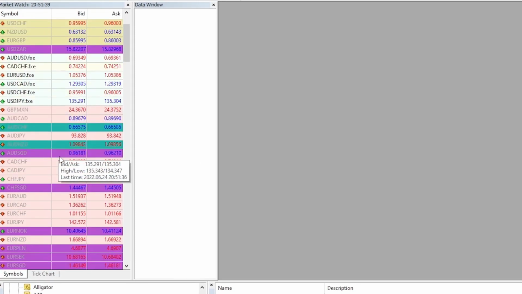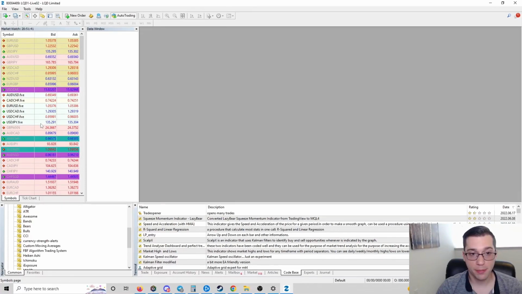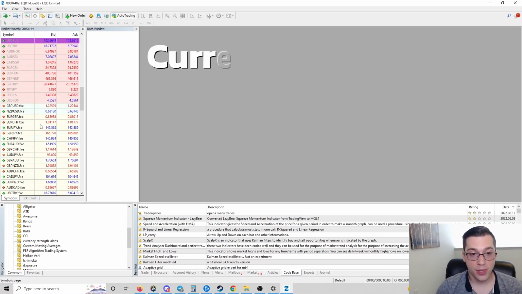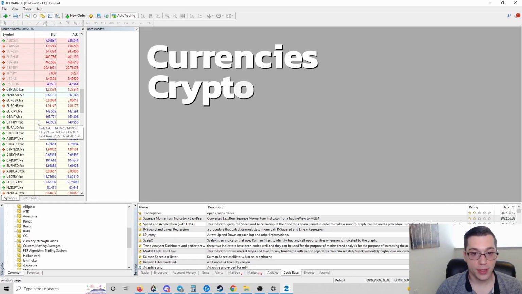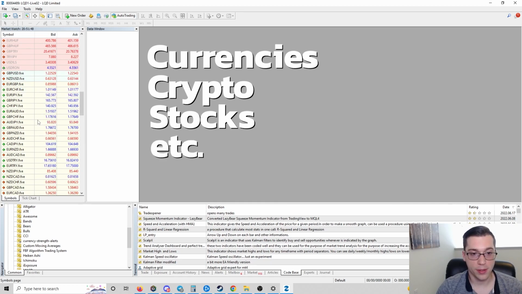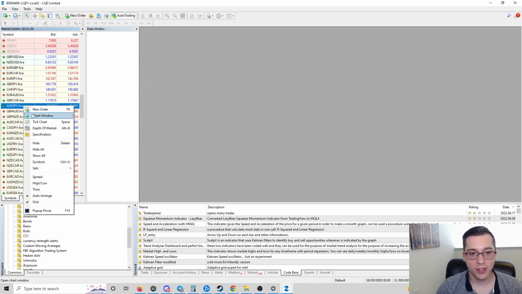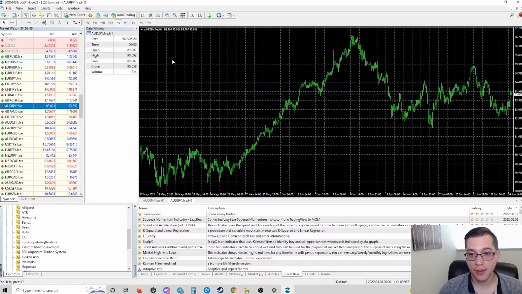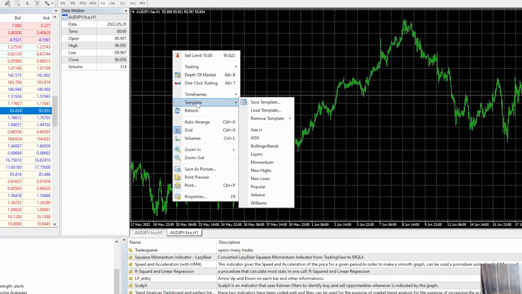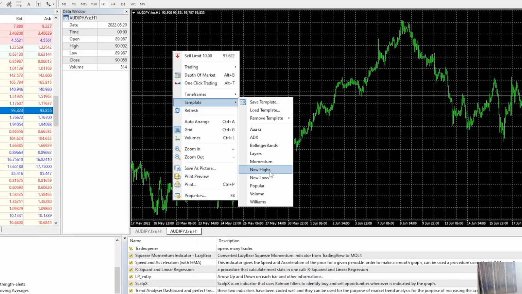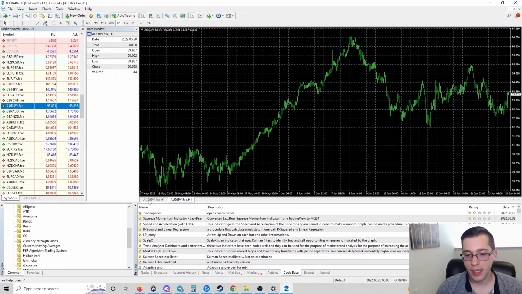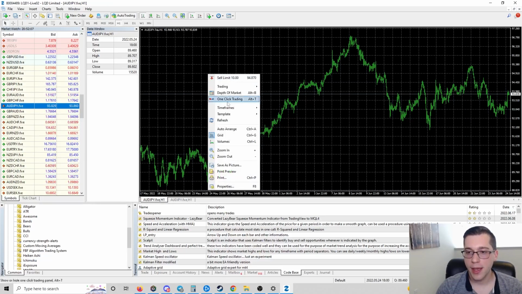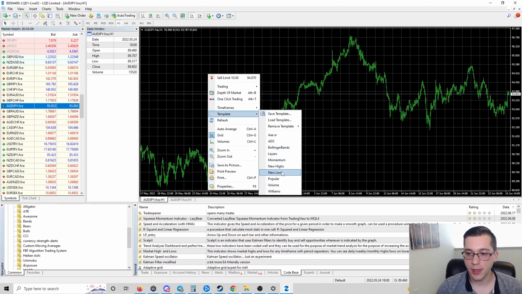From there, you have preloaded templates. Just open up two charts of the same pair. You can choose whatever pair you want, it doesn't matter. You can trade currencies, crypto, stocks, whatever your broker offers you. You can find a way to place trades and make predictions with this software. For me, it's really simple. I just right click, Template, and apply the new highs to one chart, then jump over to the next chart and apply the new lows. It'll take a couple of seconds for the software to load, but once it does, you are good to go.